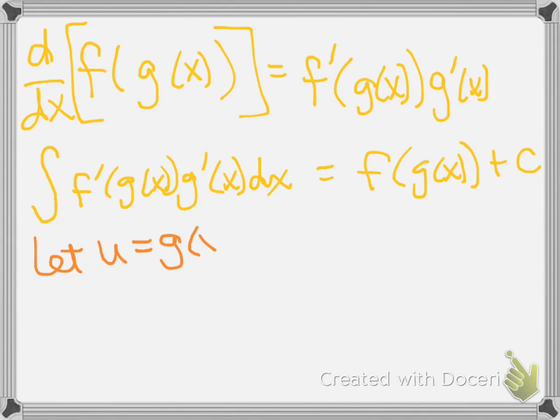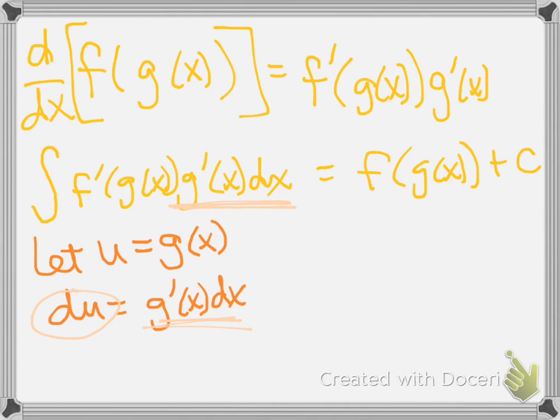So if I let u equal the inner function g of x, and then I take the derivative of u with respect to x, and we write it in differential form, then I can see, hopefully fairly clearly, that this whole expression g prime of x dx is going to be replaced by du. And then the inner function g of x is going to be replaced by u, so that I can rewrite the entire integrand in terms of the new variable u.